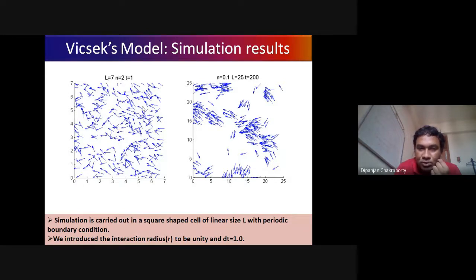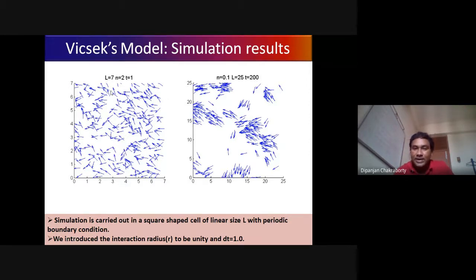So first you look at this for L7. The density is proportional to 1 by L square. As you decrease the density, L25 means you are decreasing the density, and also decreasing the noise, not only the density, also the noise, then you are getting the small cluster.